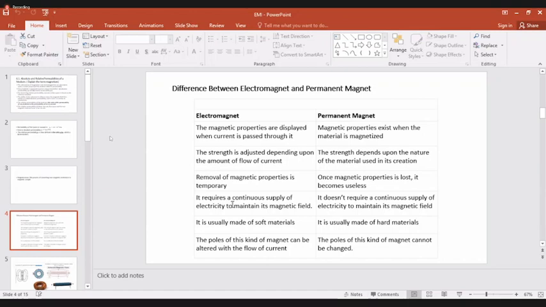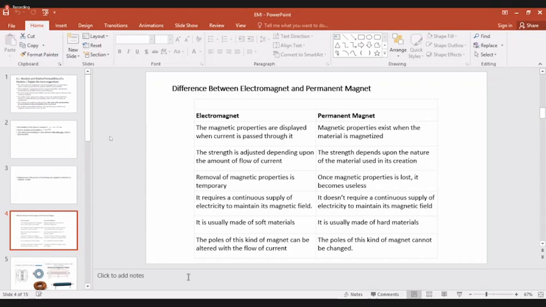An electromagnet is usually made of soft material. A permanent magnet is usually made of hard material: steel, silicon steel, cobalt, nickel, wrought iron. These ferromagnetic substances are used for permanent magnets. Ferromagnetic substance becomes the permanent magnet, not the diamagnetic or paramagnetic substance. Diamagnetic and paramagnetic substances are weak magnetic substances. They get magnetized, but weakly. The ferromagnetic substance is a strongly magnetic substance.